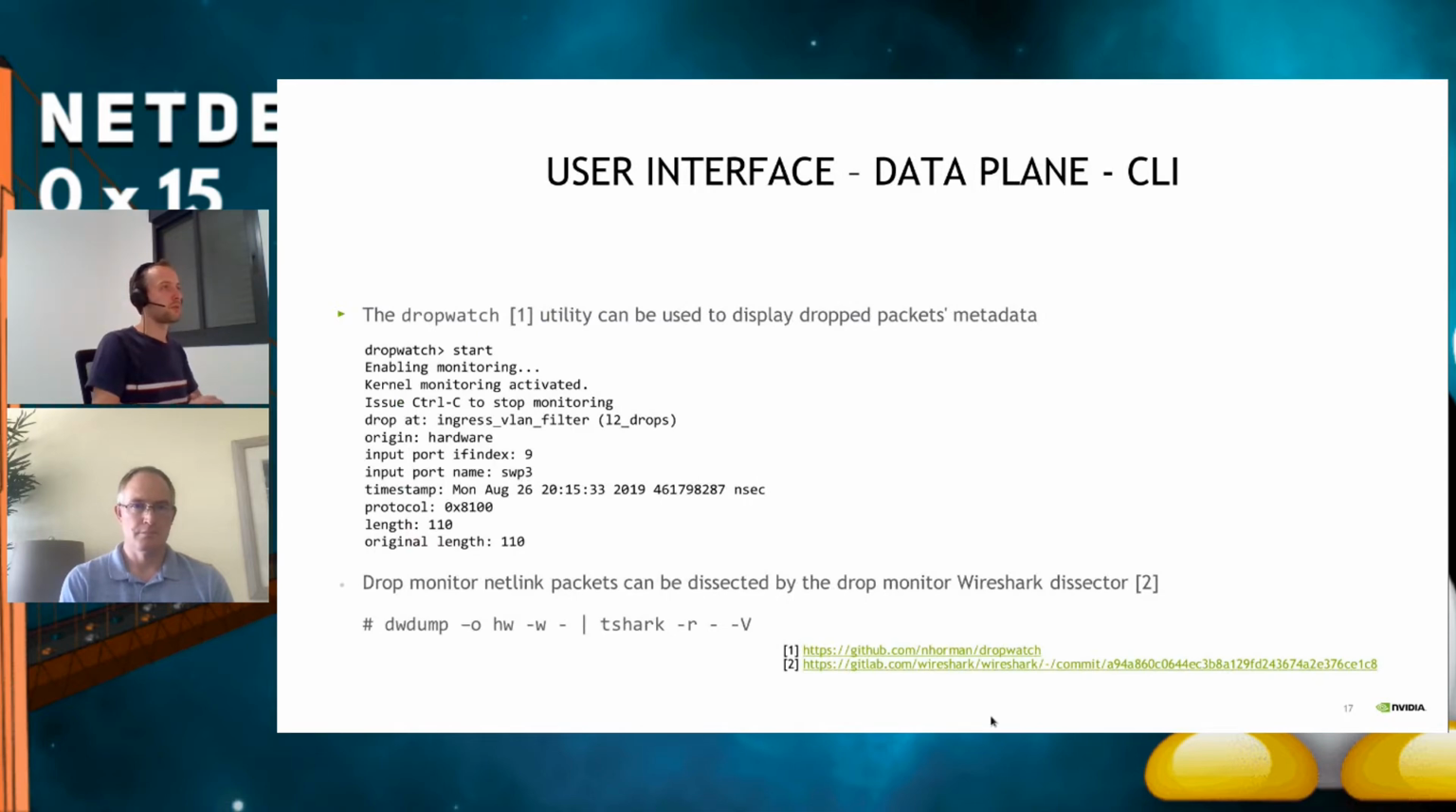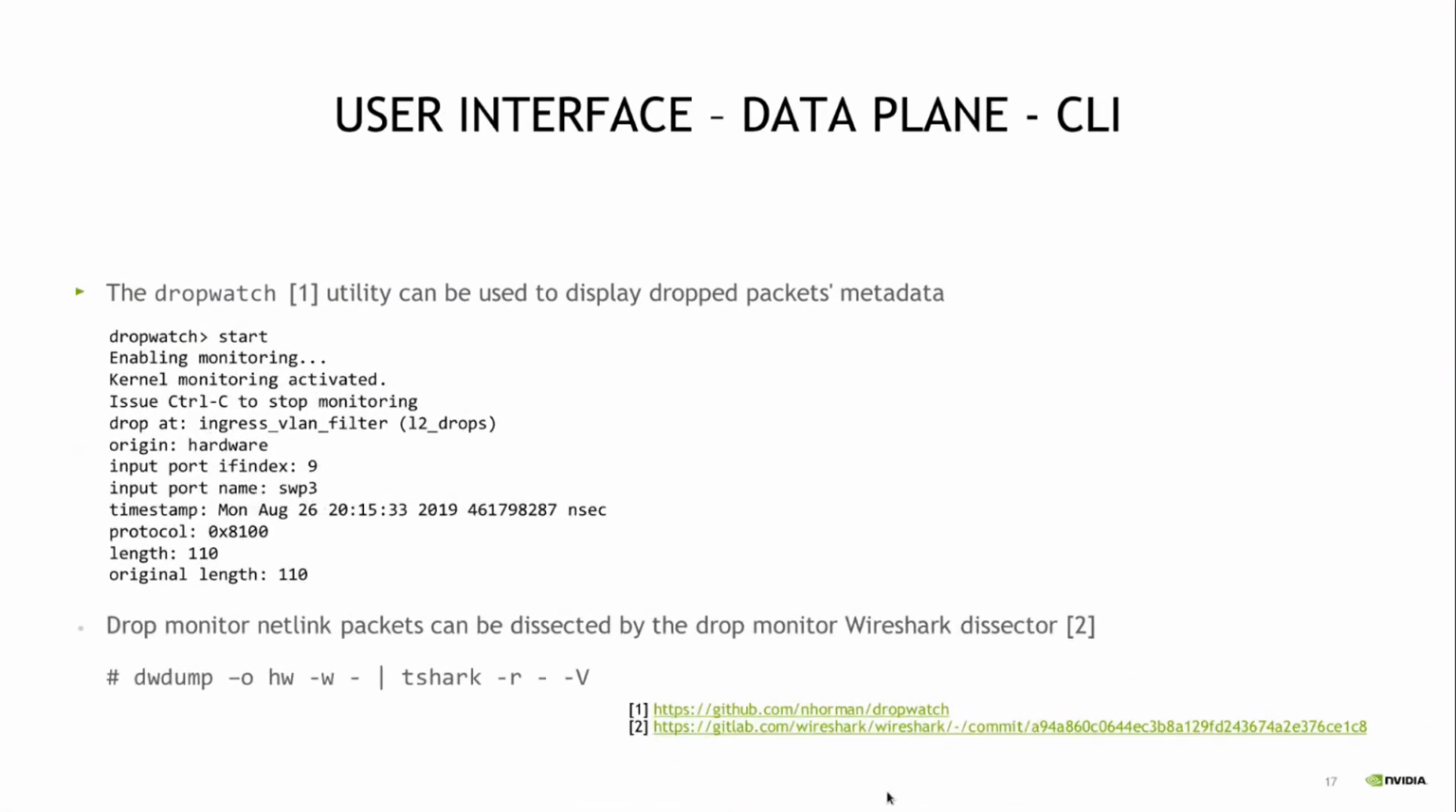So this is an example of the command line utilities that we have. Here you can see that the dropwatch utility can be used in order to print various metadata about the packet. So you can see that, for example, this packet was dropped in hardware because it says origin hardware, and it was dropped due to ingress VLAN filter. For software originating drops, instead of the drop reason, you would see the instruction pointer of where the drop occurred. And you can also see the ingress port as well as the timestamp.